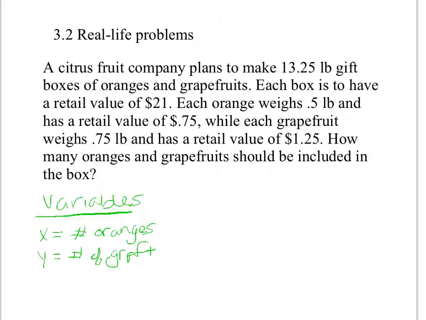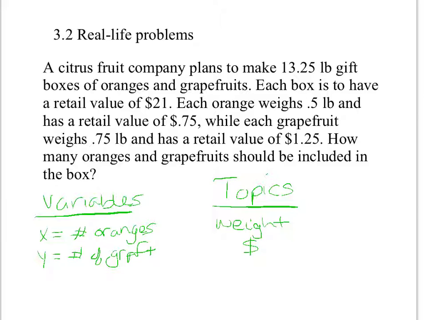Okay? The other thing I want you to make note of are the topics in this, because if you can figure out what two topics they're talking about, you can figure out what your two equations should be about. So one of the topics is the weight of the boxes that you're putting together. And the other one is the cost of what you're putting together. And so those two things are going to be the two equations. We're going to come up with an equation that talks about weight, and an equation that talks about price.